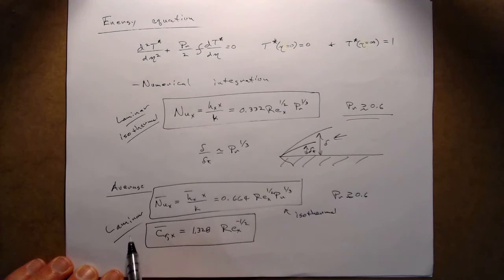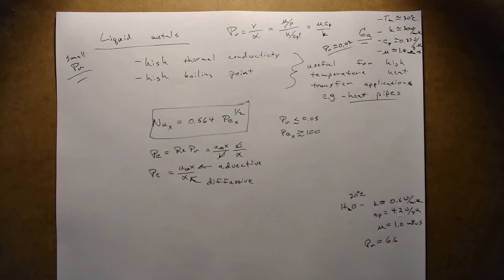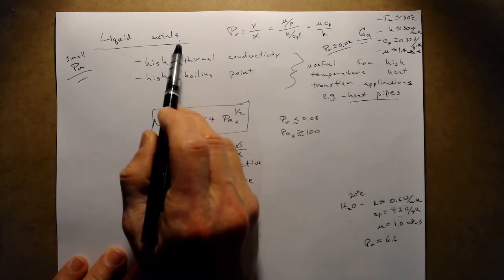Now we can also do the same integration for the drag coefficient and come up with a value again for the average drag coefficient that is twice as large as the drag coefficient that we find locally. So as we said before, we can't use that previous solution for cases that have very small Prandtl numbers. And the primary case that we are interested in that falls into that category is liquid metals.